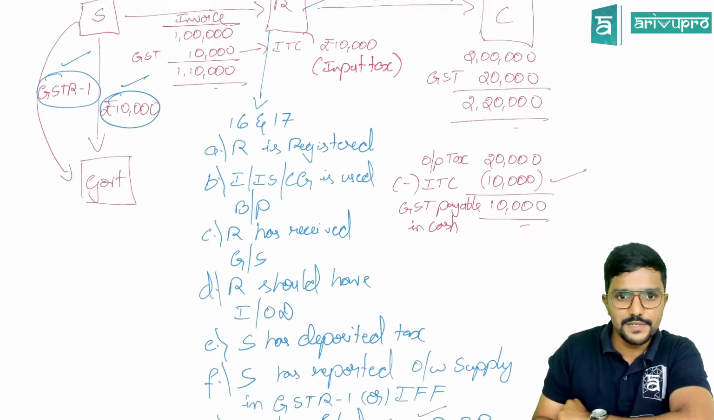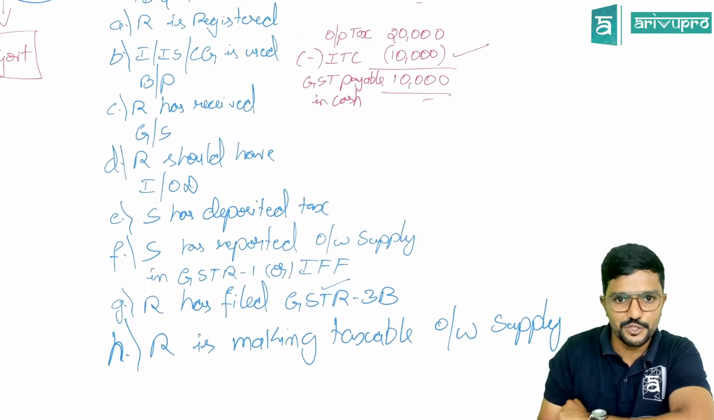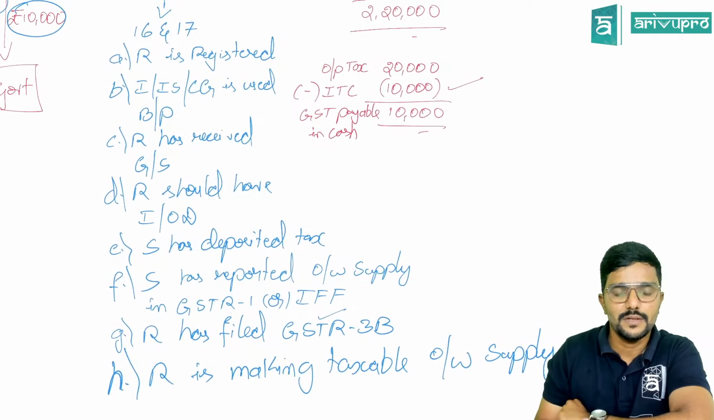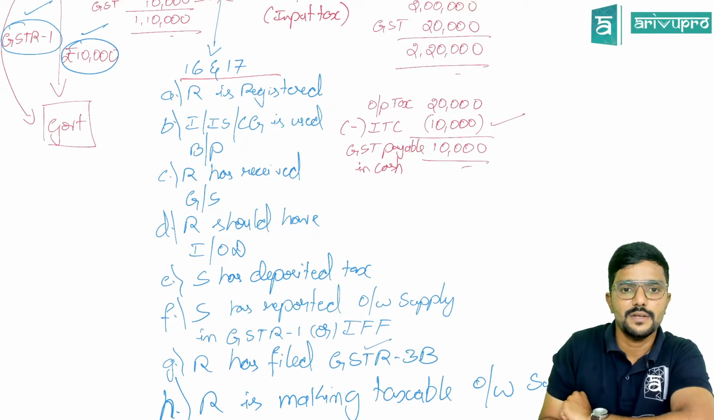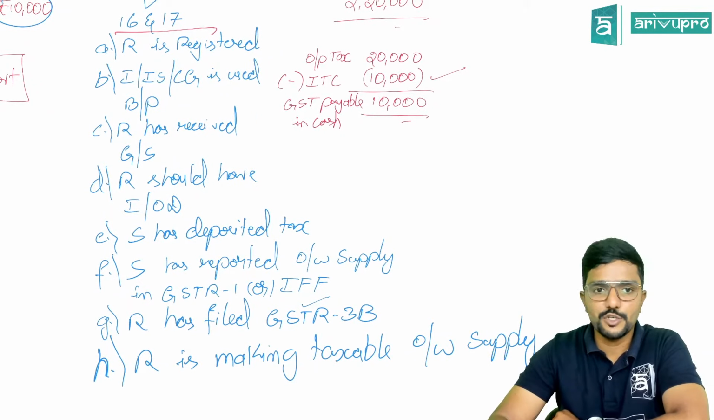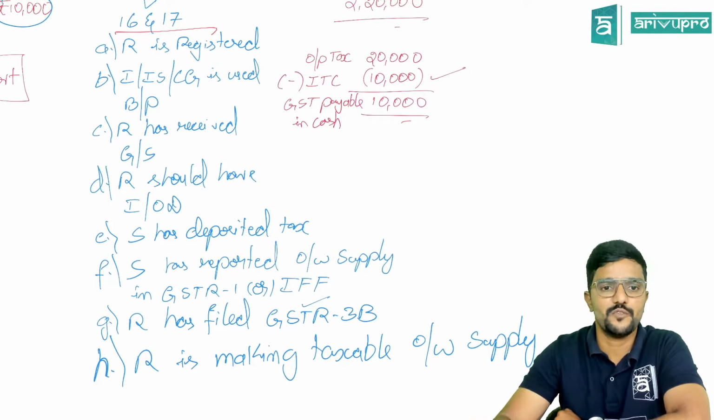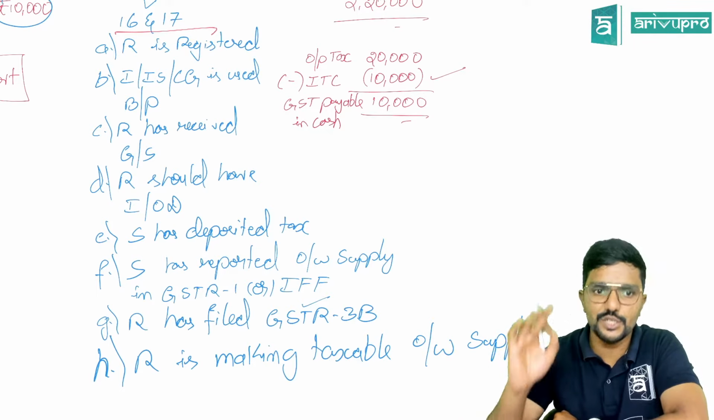Clear, guys? I will just mention these points so that you can take them down, as I have used short forms. Sections 16 and 17 put some conditions on recipients to claim credit. Some of the important points I have highlighted here. The recipient should be registered under GST. Input or input service or capital goods, whatever the recipient has received, should be used in the business or profession. Then the recipient has actually received the goods or services.